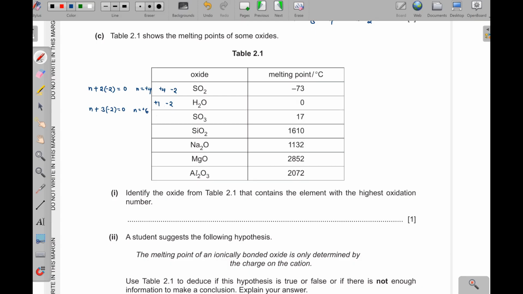So we shall have a plus 6 here, then oxygen is a minus 2. Then silicon, of course, silicon is a plus 4, and oxygen is a minus 2. Sodium is a plus 1, oxygen is a minus 2. Magnesium is a plus 2, oxygen is a minus 2. Aluminium is a plus 3, oxygen is a minus 2. So the highest is this one here, the highest oxidation state. And they're saying identify the oxide, so that is sulfur trioxide.